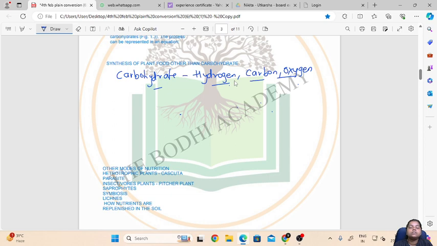Okay, so synthesis of plant food other than carbohydrate: these carbohydrates are used as a component to produce other things, that is fats, proteins, minerals. Okay, now let's see proteins. Proteins are made up of nitrogenous compounds. Okay, proteins, how they are made up of nitrogenous compounds.